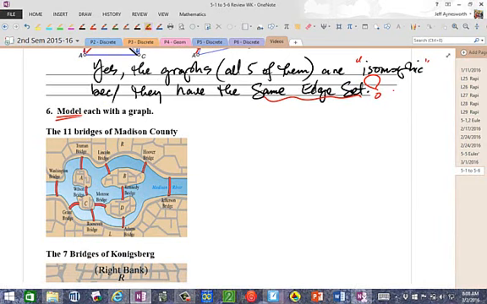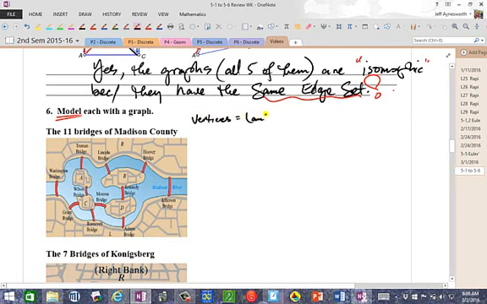So vertices are going to be land masses, and the edges in this problem are going to be the bridges, the 11 bridges of Madison County in this case. So I'm going to say that this is a landmass up here, the right or upper region. There's another mass down here. And then of course you've got landmass A, which is an island, C, B, and D. These are all four islands right here. And they can all be accessed through these bridges.